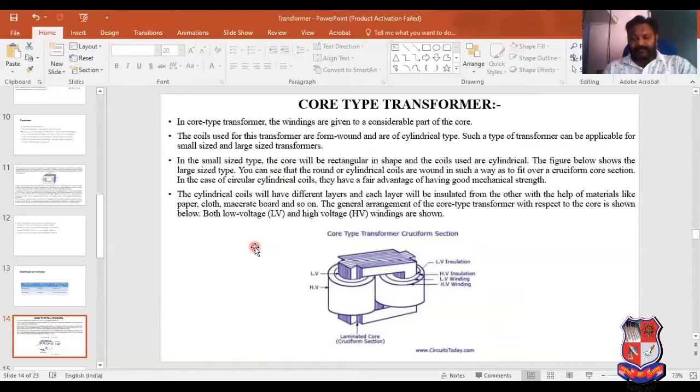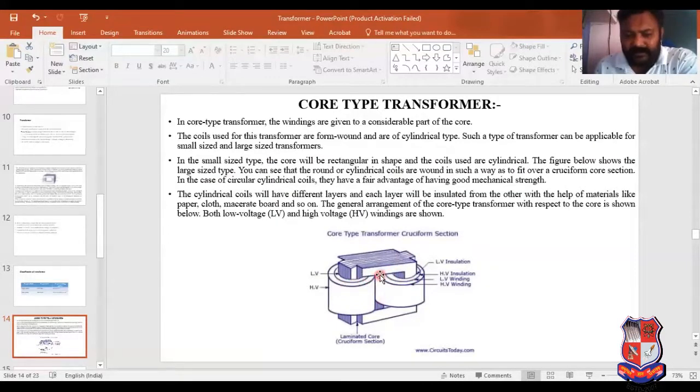The general arrangement of core type transformer is shown below. Here one is LV, another is HV. LV winding, HV windings, LV insulations, HV insulations. Basically, here you can see that there are two cores, core having two limbs. Now this core may be of E shape, C shape, I shape, etc. Here we are using C type of core.